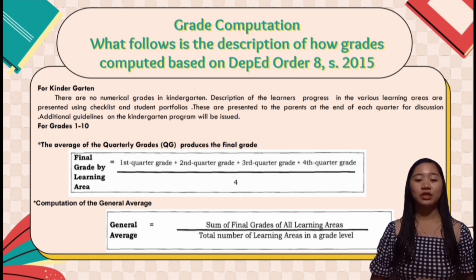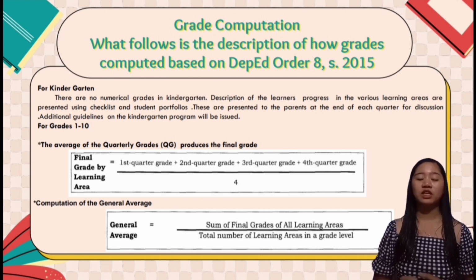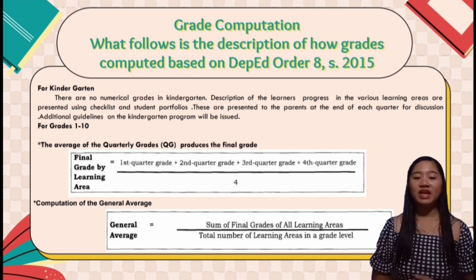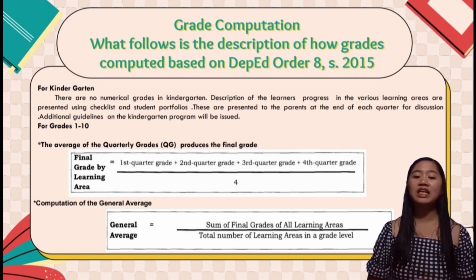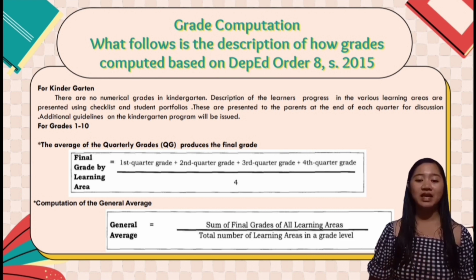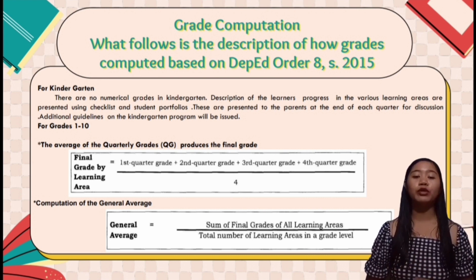Additional guidelines on the kindergarten program will be issued. For grade 10, the average of the quarterly grade produces the final grade. So the formula is: final grade by learning area equals the first quarter plus second quarter plus third quarter plus fourth quarter, over 4.